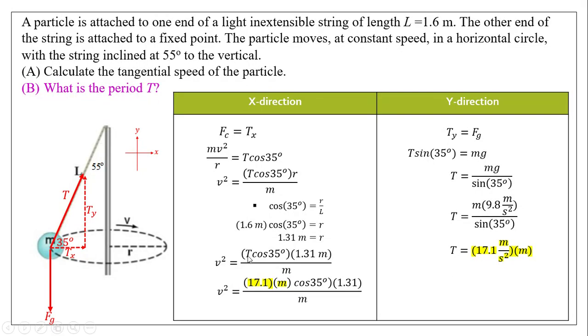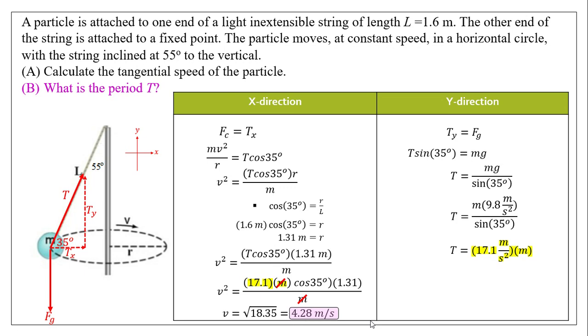So therefore, I can substitute out T. T is 17.1 times mass, times cosine of 35, and then times 1.31, and then oh, I think I'm missing a parentheses here. Forgive me. But it doesn't matter. Here, mass on top, mass on the bottom is going to cancel out. And therefore, you can simplify all this on your calculator. So if you take 17.1 times cosine 35 times 1.31, you'll get 18.35. But to get v by itself, we square root it. So we square root 18.35, and that will give us an answer of about 4.28 meters per second.